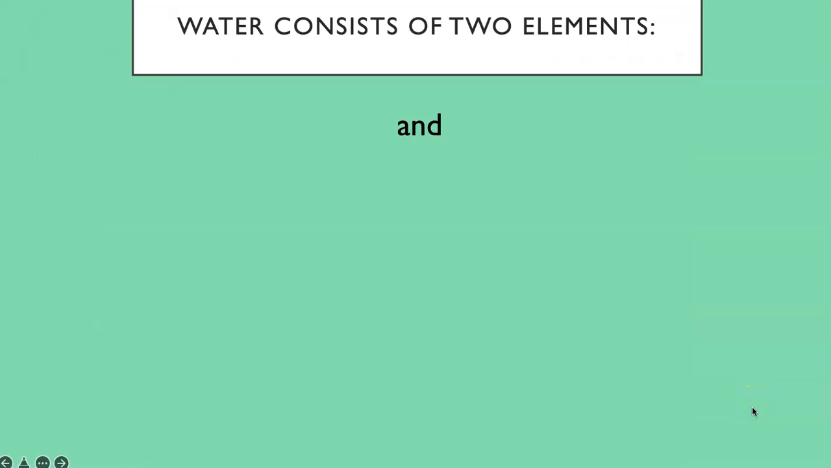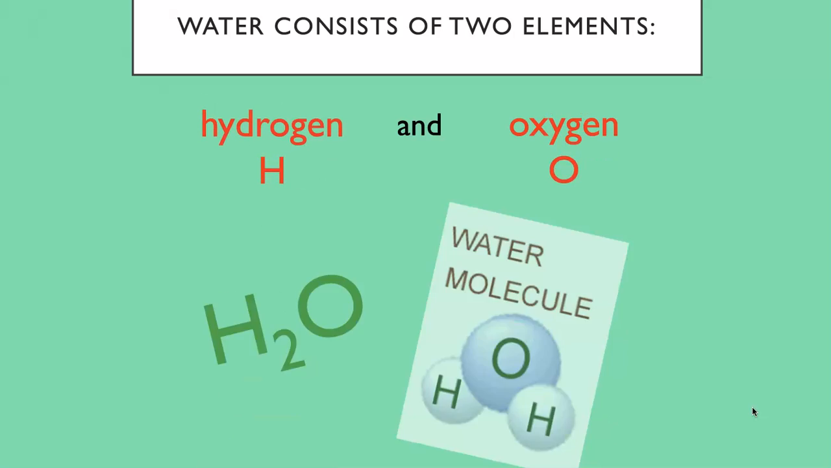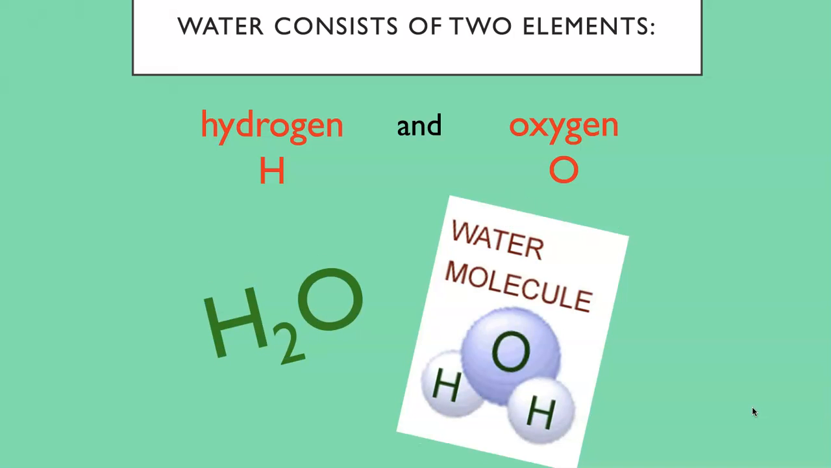Okay, now we're going to move on to water. I think most of you know that water consists of two elements, hydrogen and oxygen. H2O is how it's written, and you'll often see the water molecule illustrated like this, with the O and the two H's sort of on the same side of the O, not really spread apart.